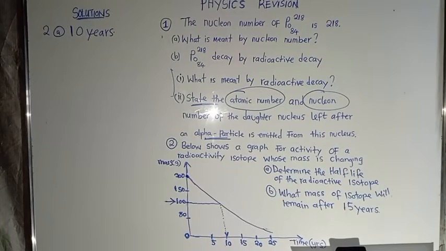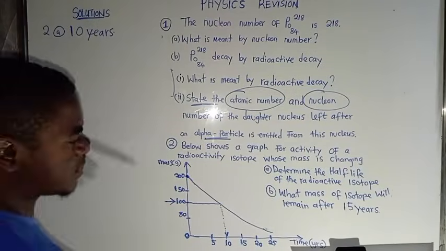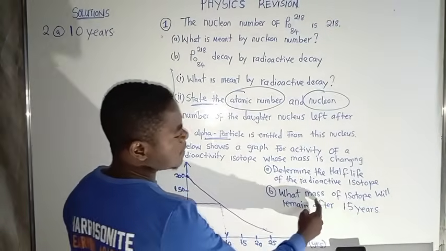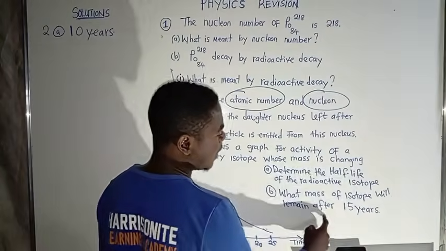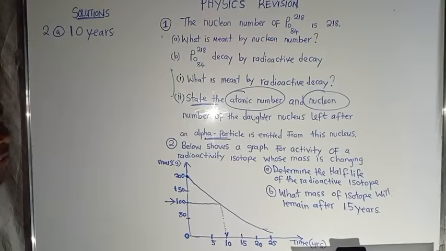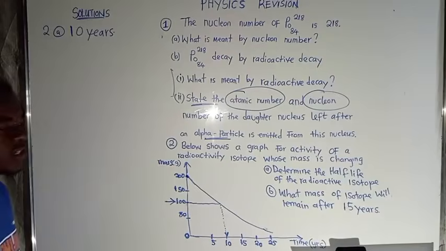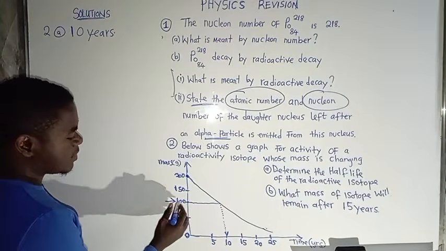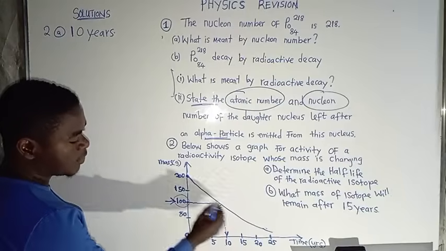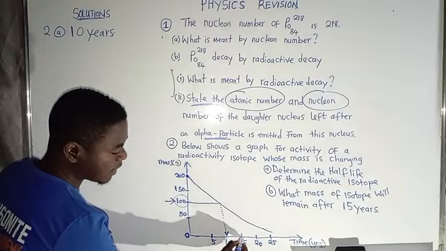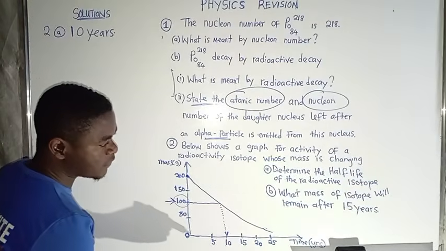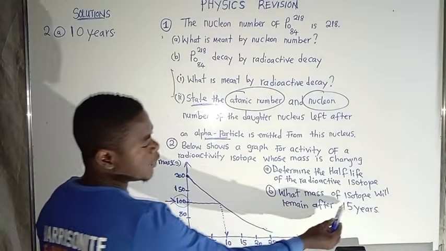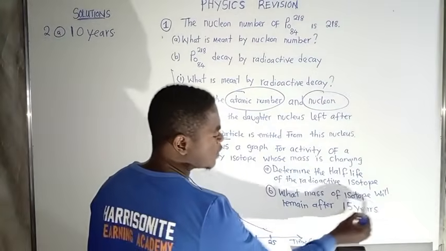Then let us go to the last question. So this is our last question. What mass of isotope will remain after 15 years? After 15 years. So those of you that you found 15 now, this is where you get to find a challenge. So you're still going to have the same answer. Have you seen the same answer, 100, because you're going at 15? But according to my graph, I'm going to go at 15. What mass of isotope will remain after 15 years?